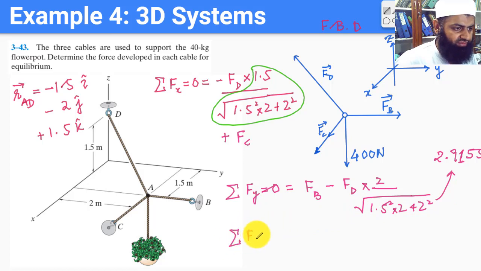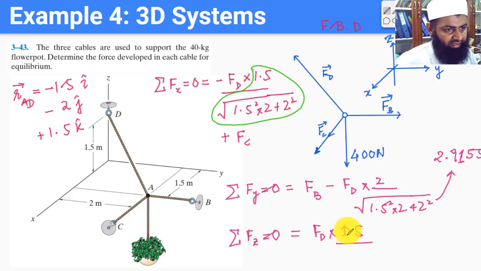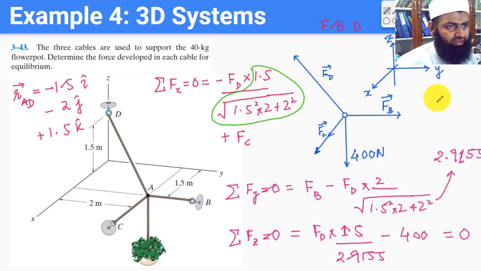And so the third equation would simply be sum of all the forces in Z are equal to 0, and so the two forces in the Z direction are Fd times 1.5 divided by, again, this magnitude, which is 2.9155, and then we have the second term, which is minus 400, equals 0. Equal 0 has already been mentioned, so we don't need to write that again.